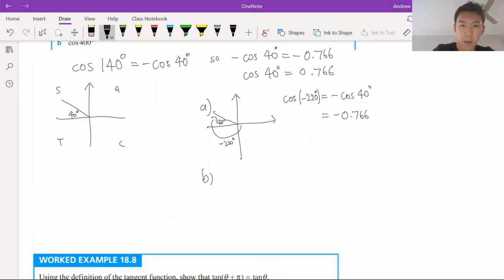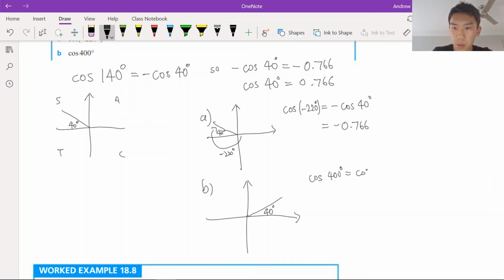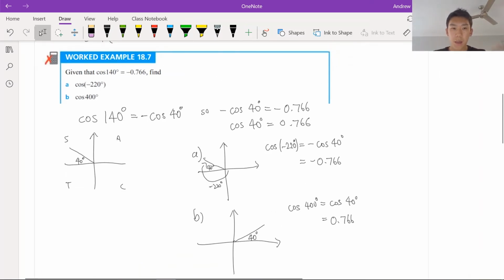We want cos 400. All right, let's locate 400. Okay, so 400, 360, well, we're going to be here. So cos 400 degrees equals cos 40 degrees, which equals positive 0.766. All right, so that's how you can use your knowledge of the unit circle and the CAST diagram to do that one without a calculator.